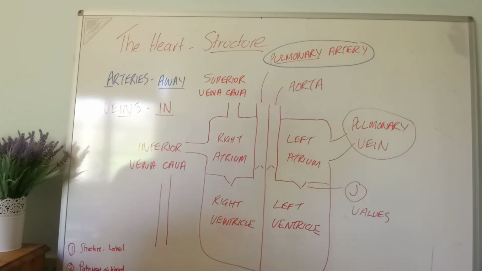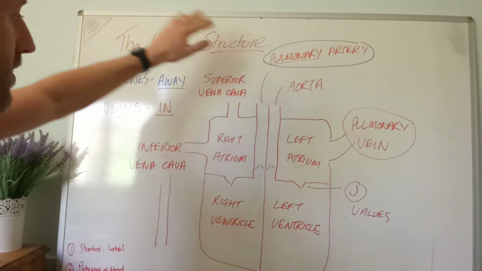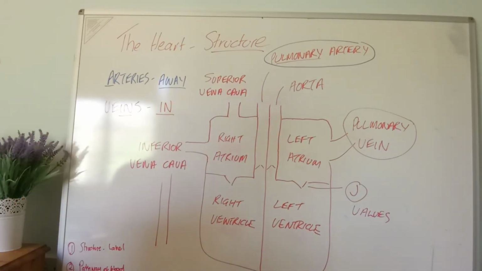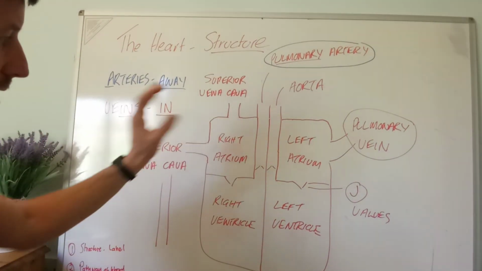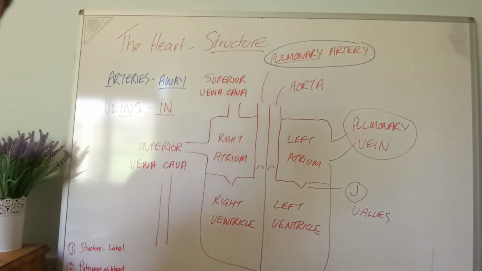Right. So that will do now for structure of the heart. So we now know the structure of the heart. Now you should be able to draw that diagram and label all of those things without looking at the textbook. All right, so you might need to just practice that over and over. All right, that's the first video done.